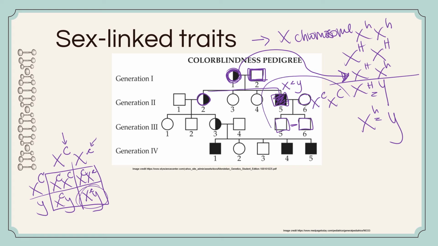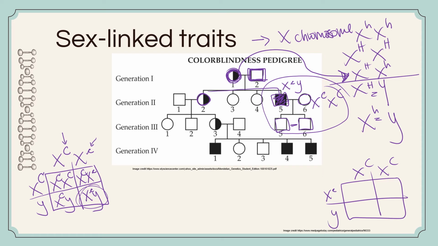Let's look at this interesting Punnett square. So we have mom is big C, big C. Dad is little c, Y. So we could have female children who are big C, little c, big C, little c. We could have male children who are big C, nothing on the Y, big C, nothing on the Y. This means that none of their children should be colorblind. Their female children are going to all be carriers. Their male children will have totally normal vision.